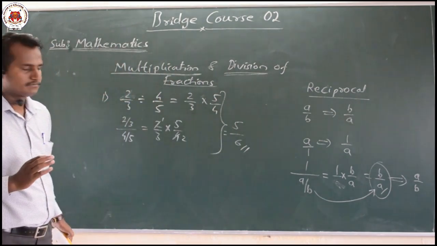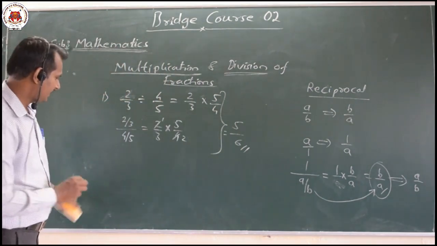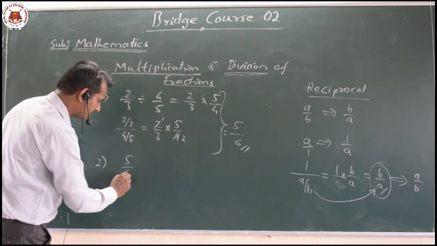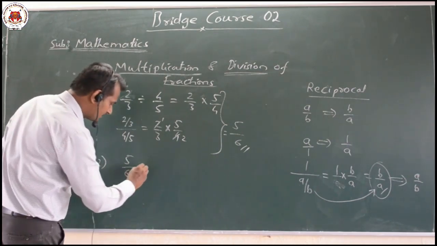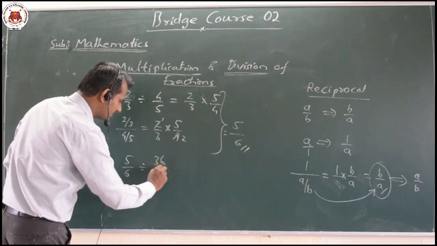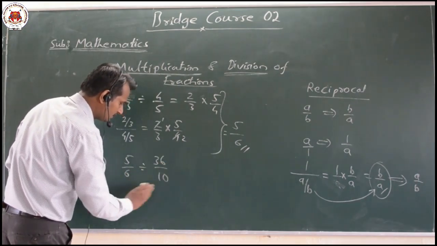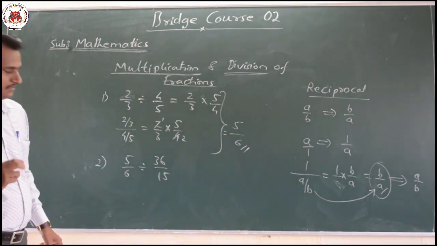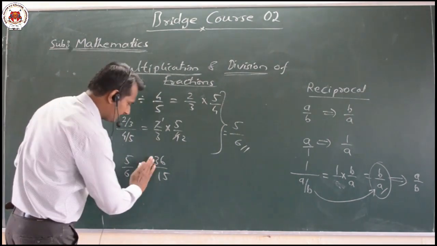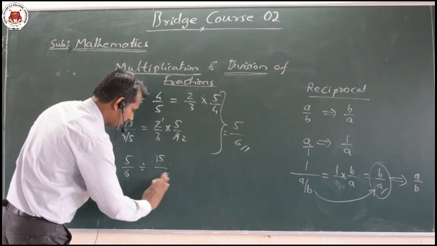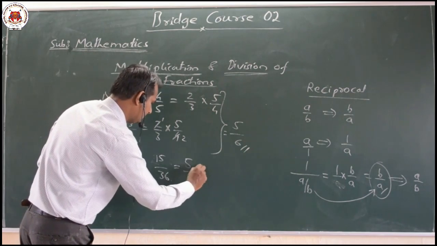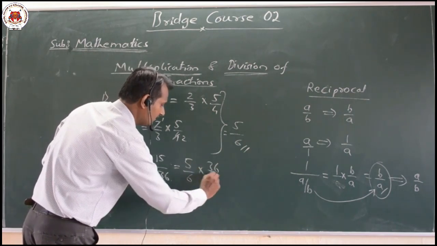Very simple one. Now let us move on with the second problem. The second problem is 5 by 6 divided by 36 by 10, or 36 by 15. Now how are we required to solve it? Very simple. Or else you can take it as 15 divided by 36, which is equal to 5 by 6 into 36 divided by 15.